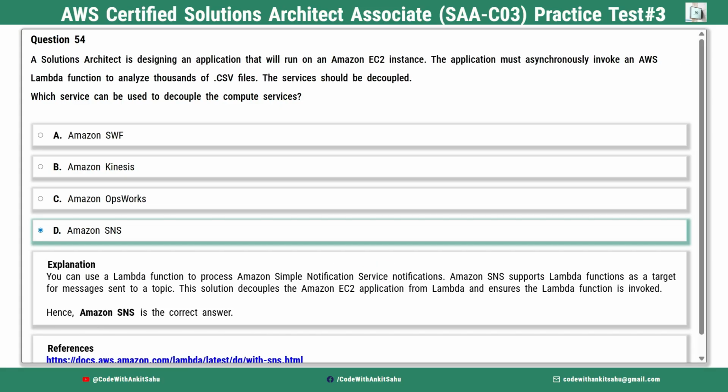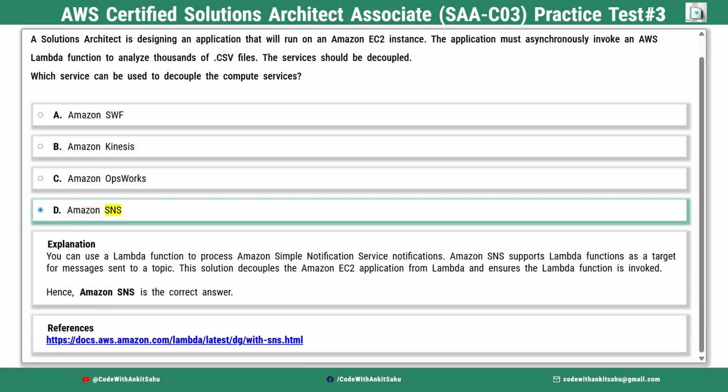Correct answer: Option D. Amazon SNS. Explanation: you can use a Lambda function to process Amazon Simple Notification Service notifications. Amazon SNS supports Lambda functions as a target for messages sent to a topic. This solution decouples the Amazon EC2 application from Lambda and ensures the Lambda function is invoked. Hence, Amazon SNS is the correct answer. References.